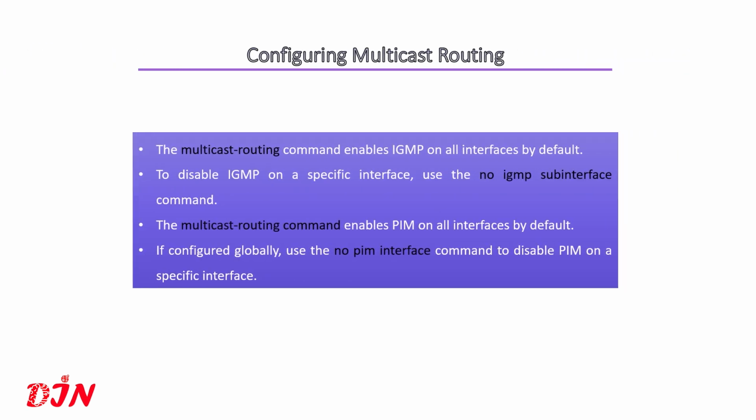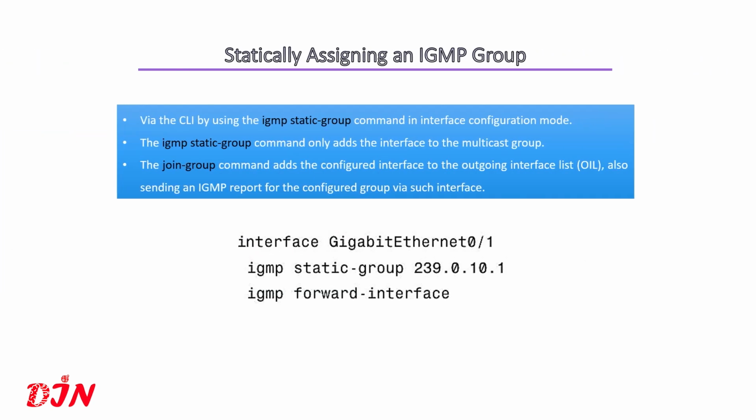Configuring multicast routing. The multicast-routing command enables IGMP on all interfaces by default. To disable IGMP on a specific interface, use the no igmp subinterface command. The multicast-routing command enables PIM on all interfaces by default. If configured globally, use the no pim interface command to disable PIM on a specific interface.